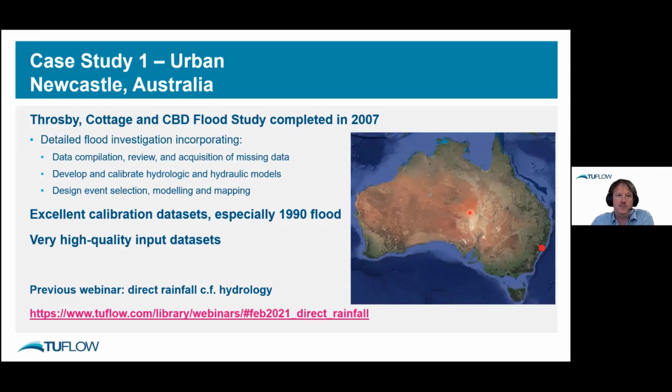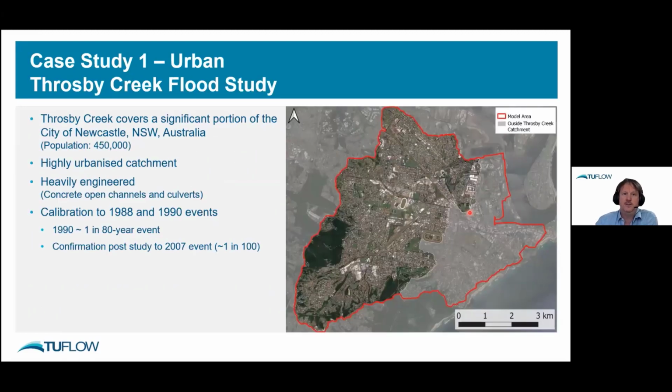Notably, it had a really good calibration data set, which I'll speak a little bit more on, and also really high quality input data sets. Some of you may recognise this from a previous webinar we did in February on direct rainfall, comparing direct rainfall with hydrology. And there's a link to that webinar if you're interested. So that's the catchment there.